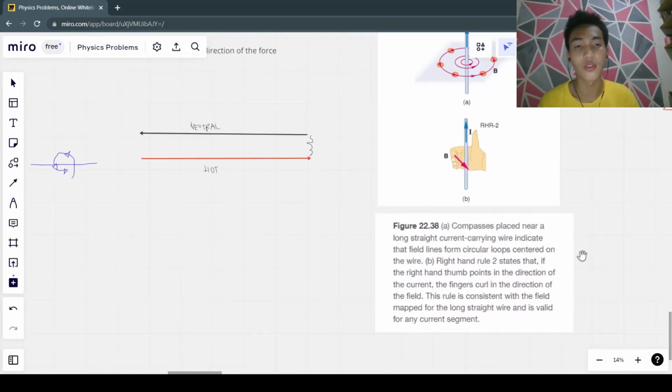Right hand rule 2 states that if the right hand thumb points in the direction of the current, the fingers will curl in the direction of the field. So basically, imagine that we are holding a wire here, and our thumb is the direction of the current, and our 4 fingers are the direction of the magnetic field. Like this one.